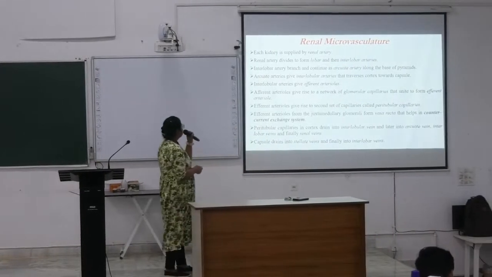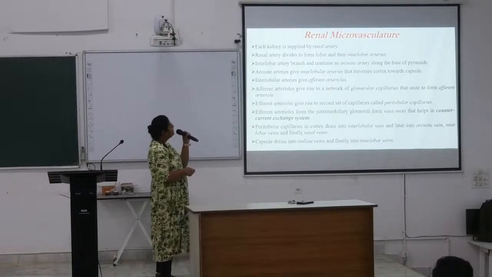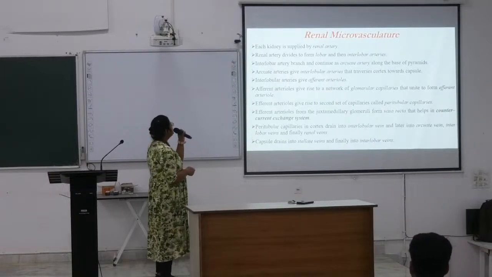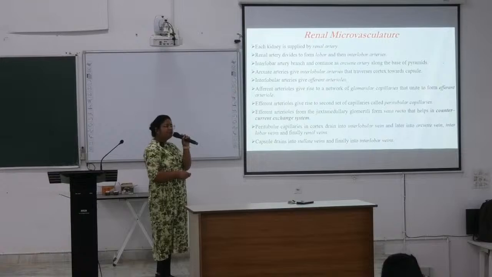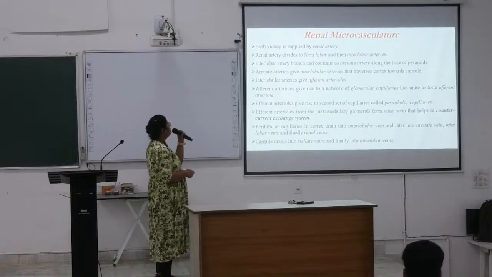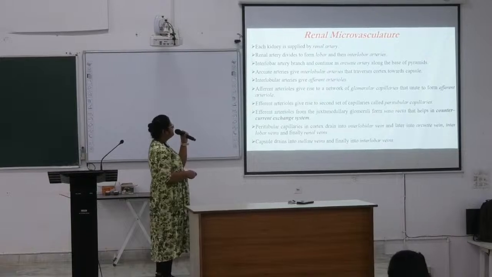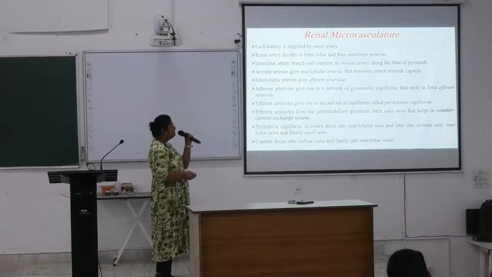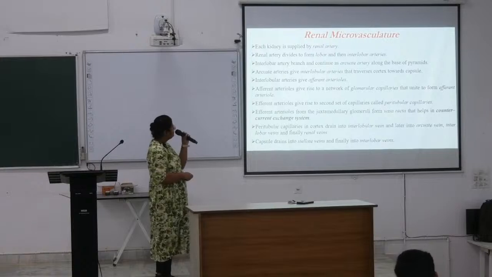The interlobar artery branches and continues as the arcuate artery along the base of the pyramid. Arcuate arteries give interlobular arteries that traverse the cortex towards the capsule. Interlobular arteries give afferent arterioles. Afferent arterioles give rise to a network of glomerular capillaries that unite to form the efferent arteriole. And the efferent arteriole gives rise to a second set of capillaries called the peritubular capillaries.